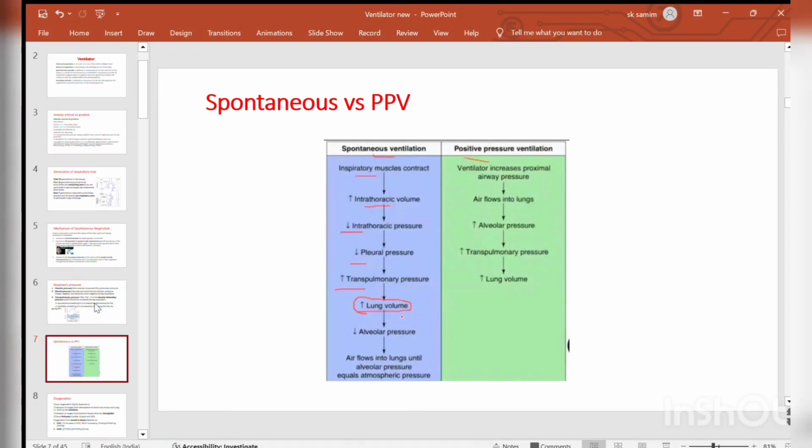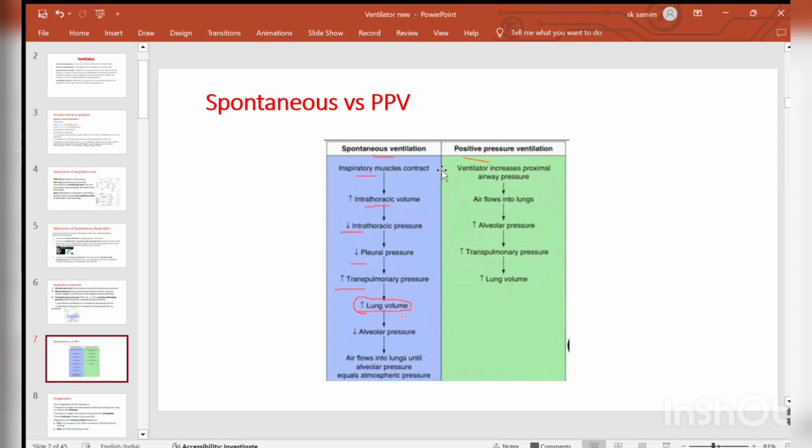Next, in this slide we discuss the mechanism of spontaneous ventilation and positive pressure ventilation. In spontaneous breathing, the inspiratory muscles contract first, so intrathoracic volume is increased. As volume increases, intrathoracic pressure drops. As pleural pressure decreases, transpulmonary pressure is increased, because transpulmonary pressure is the difference between alveolar pressure and the pleural pressure. As transpulmonary pressure, or alveolar distending pressure, is increased, lung volume is increased. As lung volume is increased, alveolar pressure decreases. As alveolar pressure decreases, air flows into the lung until the alveolar pressure equals the atmospheric pressure.